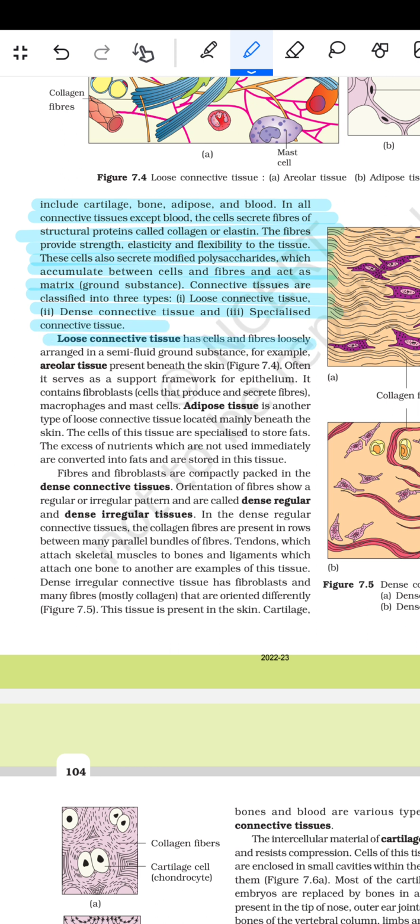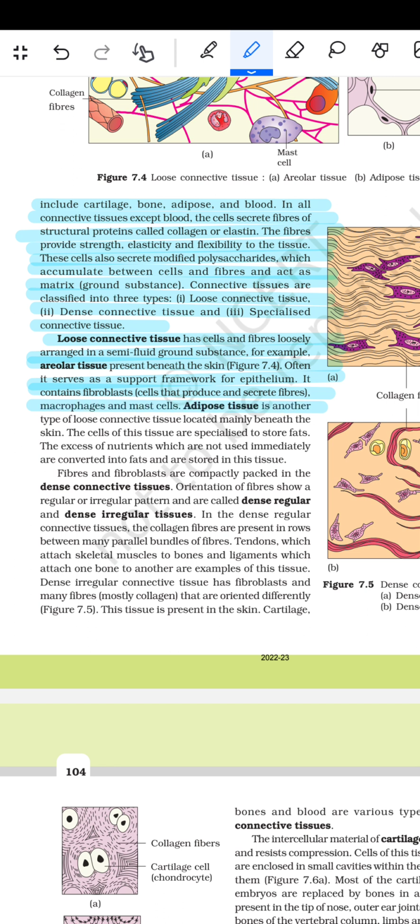Loose connective tissue has the cells and fibers loosely arranged in a semi-fluid ground substance. For example, areolar tissue present beneath the skin. Often it serves as a support framework for the epithelium. It contains fibroblast cells that produce and secrete the fibers, macrophages, and mast cells.